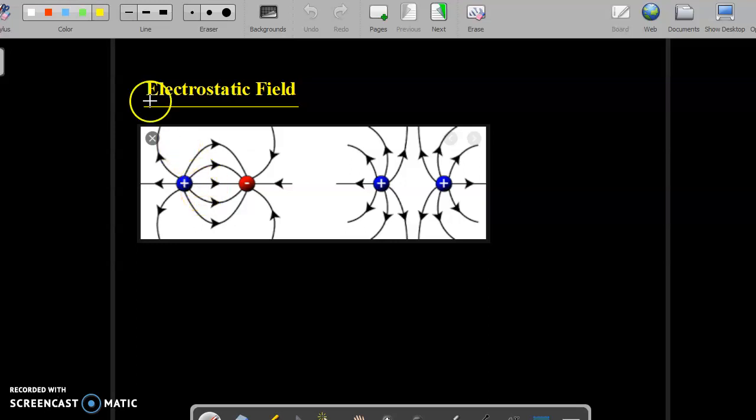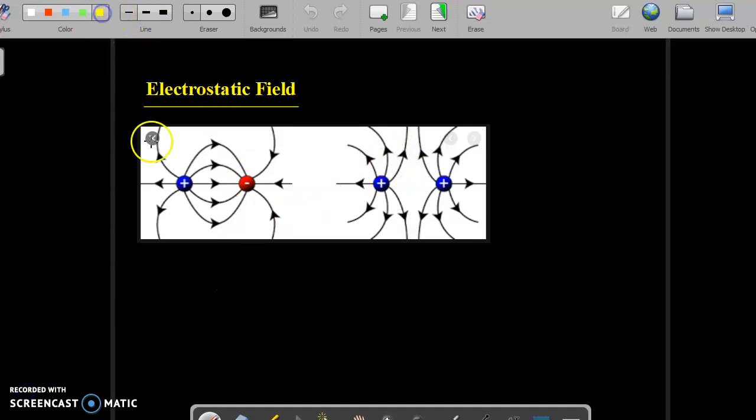But if there are like charges, here we can see a plus charge and another plus charge. When they come together, there is a repulsion. There is no attraction between these two charges, only repulsion. So unlike the previous figures, where there was attraction and the lines of force moved from plus to minus, here the lines of force are moving away from each other because the charges are repelling each other.